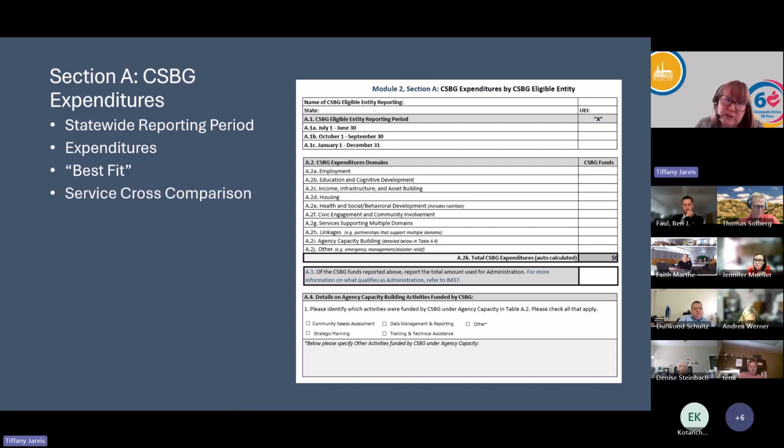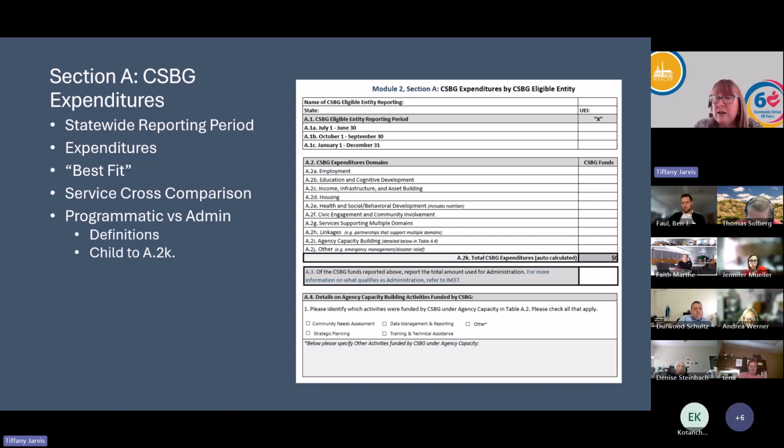Service cross comparison. So that's important. Programmatic versus admin. It's important to understand that A2 is all of your funds, not just what went into the programs, but also what went into your admin. So it's important to understand the definitions of the difference between a programmatic cost and an admin cost, because when it comes to A3, whereas in A2 you're saying employment and we're going to look at everything that went into it, A3 is of that, how much went towards admin. Sometimes people will put the agency capacity building for their admin, and that's okay. That's just one approach.